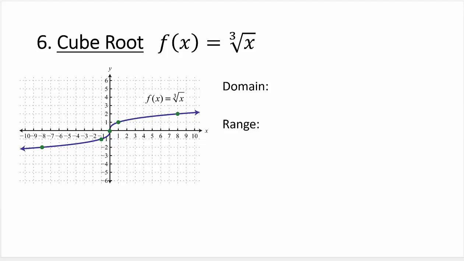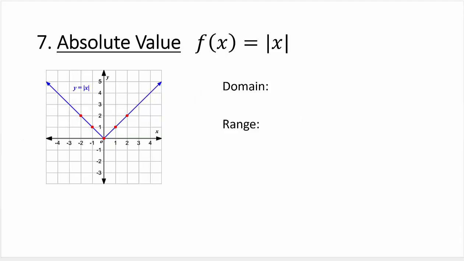Alright, so then the sixth function here is the cube root function. So we can see the graph here, and again, that's an easy way to come up with a domain and range. So the domain would be from negative infinity to positive infinity. The range would be the same thing as I'm looking at this graph.